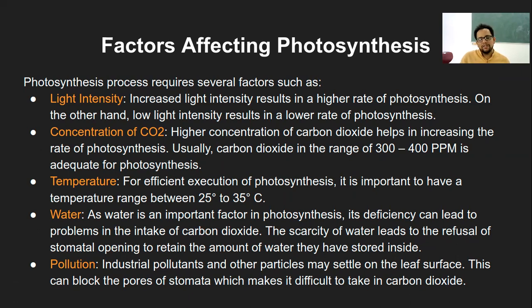Pollution, industrial pollution or other particles may settle on the leaf surface, and that way they can block the pores of the stomata, which ultimately makes it difficult to take in the carbon dioxide, and that is the effect of pollution on photosynthesis. That means higher the pollution, particles will settle or might settle on the leaf surface, ultimately affecting the intensity of the light, and thereby the production of the photosynthesis products.